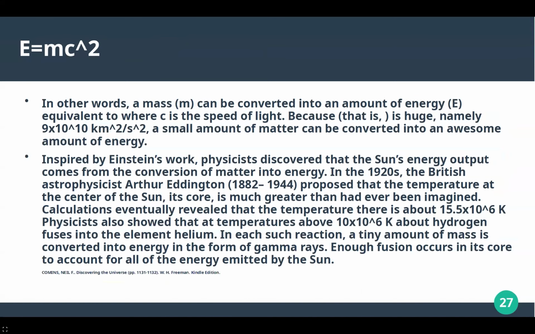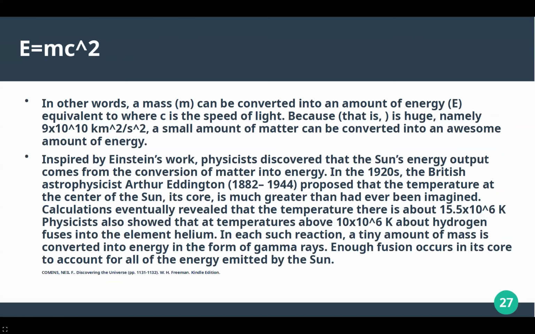Much of the physics of the sun comes from the equation E equals mc squared. In other words, mass m can be converted into the amount of energy E equivalent to mc squared, where c is the speed of light. Namely, c squared is 9 times 10 to the 10th kilometers squared per second squared. A small amount of matter can be converted into an awesome amount of energy. Inspired by Einstein's work with this equation, physicists discovered that the sun's energy output comes from the conversion of matter into energy.